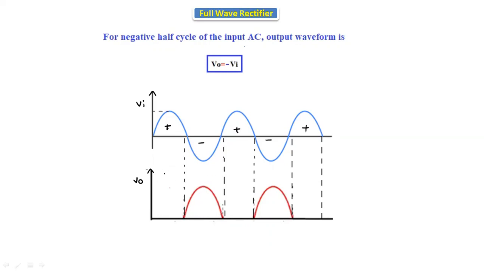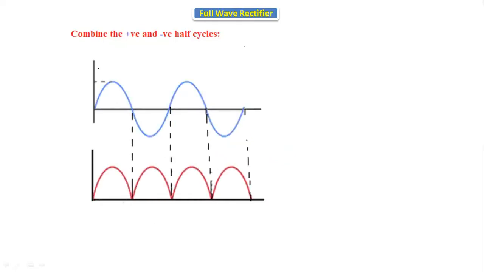So if we give the negative half cycle to the rectifier circuit, we will get the output waveform like this. Now, if we combine both the positive and the negative half cycles, assume this is the input voltage Vi, with respect to omega t. The output waveform is V0. Marked as 0, pi, 2 pi, 3 pi, and 4 pi on both.